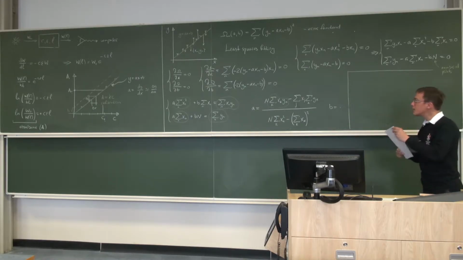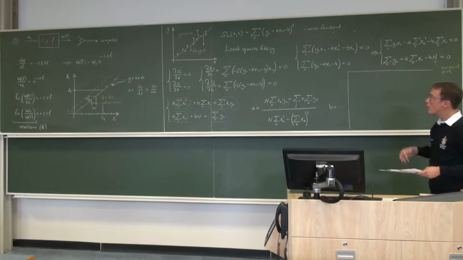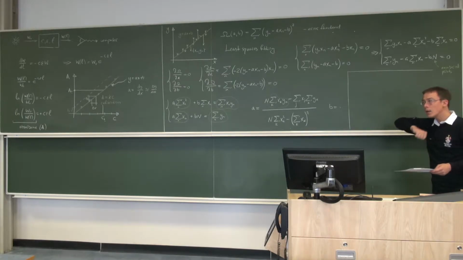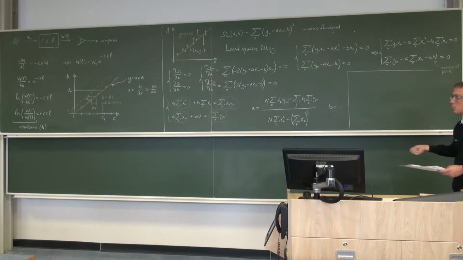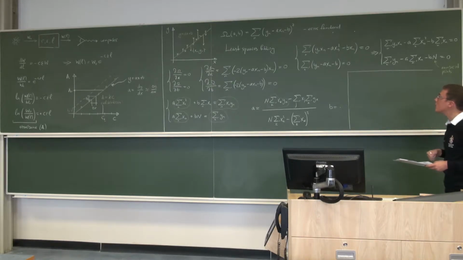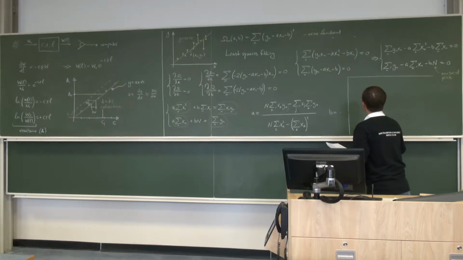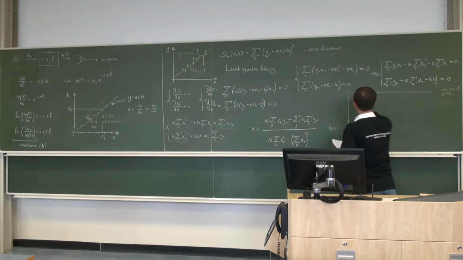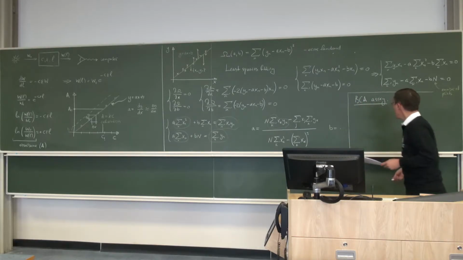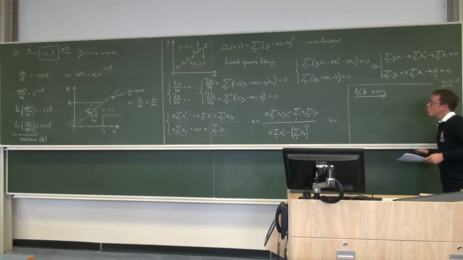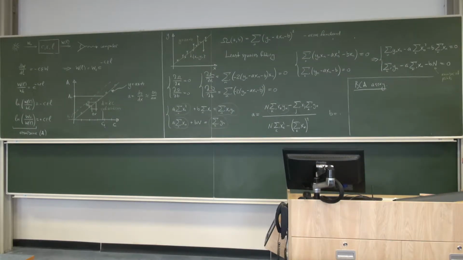Okay, so let us now go back to chemistry and look through a fairly typical scenario of how to use these things. So, example is BCA assay. And this is one of the fairly typical protein assays that you will see. The other one is Bradford assay.